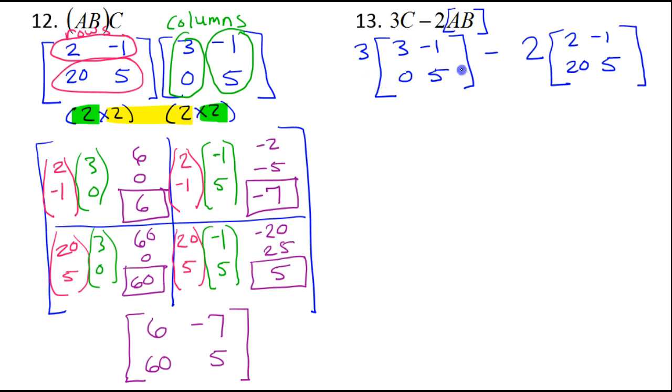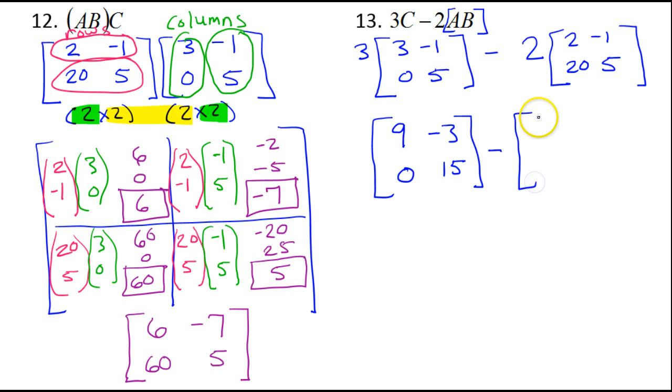Okay, so scalar multiplication is very easy, and that's what we have happening here. I'm just going to do 3 times every entry. So that's simply going to give me 9, -3, 0, and 15. All right, and I'm just going to keep the minus, and I'm going to multiply all of these by 2. So that's going to be 4, and -2, and 40, and 10.